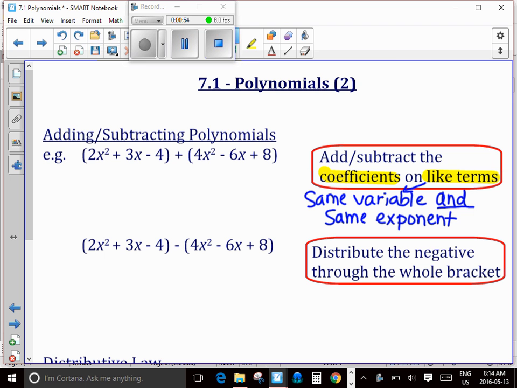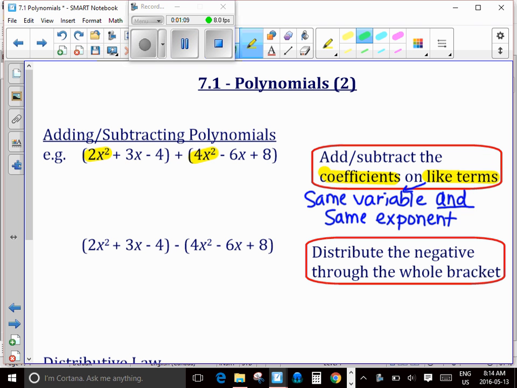So in this first example, I can see here that I've got an x squared term here. The variable is x, the exponent is 2. And I've got another x squared term here. The variable is x, the exponent is 2. So those are like terms.